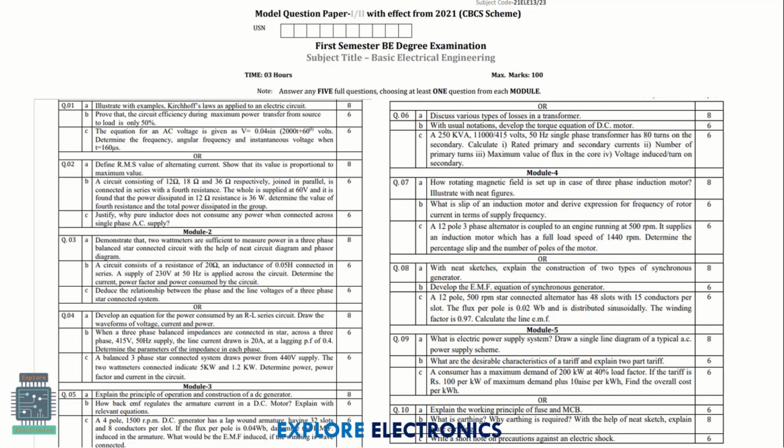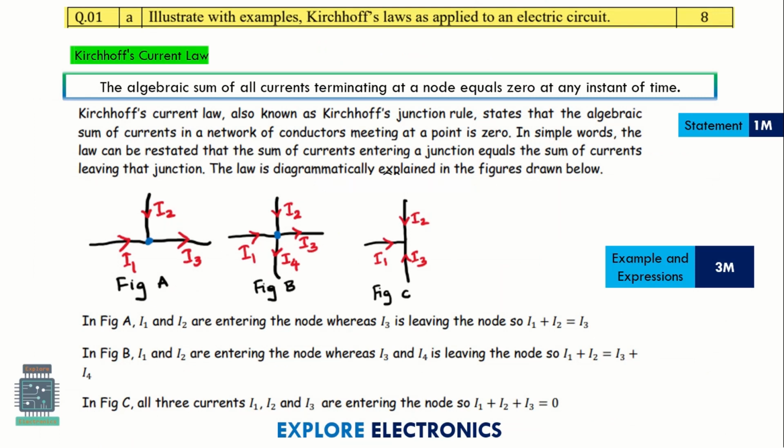In this video, let us see the solution for model question paper 1, that is of basic electrical engineering subject. So here is the question paper. Solve each and every question from this question paper in detail. The first question, A: illustrate with examples Kirchhoff's laws as applied to an electrical circuit.